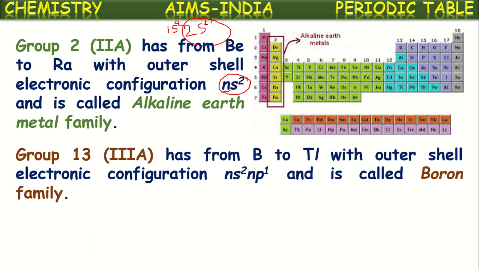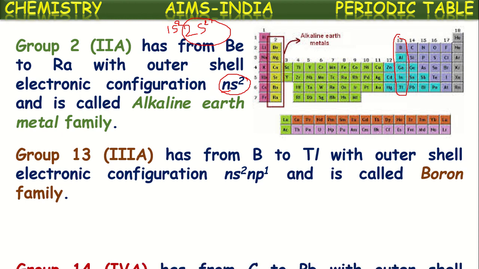Next, in a similar way, the 13th group or third A group elements: boron, aluminium, gallium, indium and thallium. These elements have the outermost electron configuration ns2 np1, and they are called the boron family because the starting element of this group is boron. With the name of boron, they are called the boron family. The 13th column or third A group elements are called the boron family.